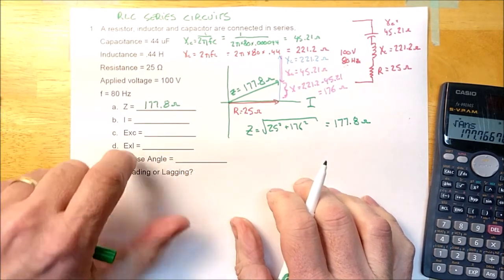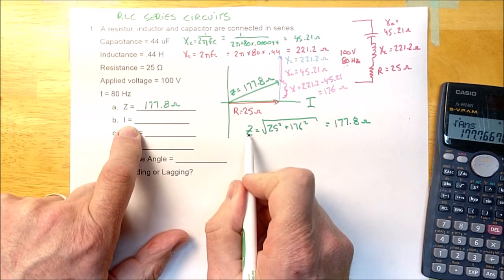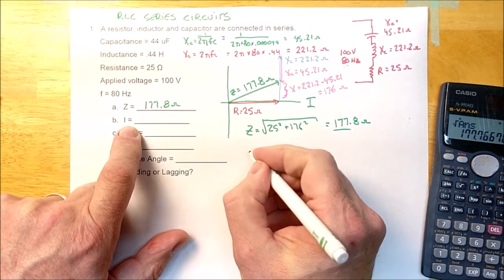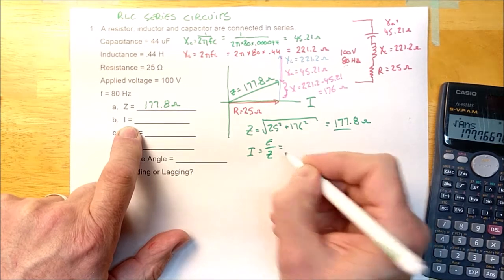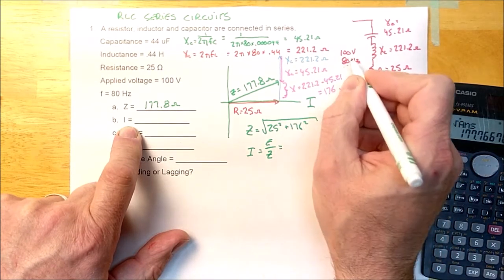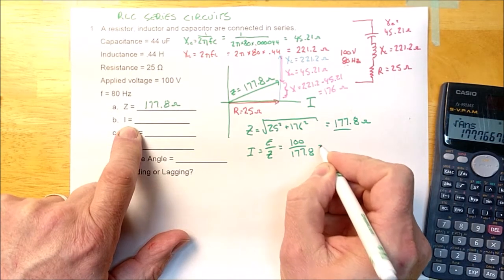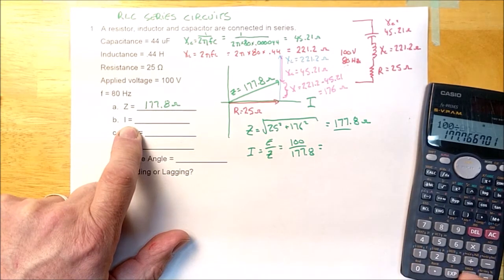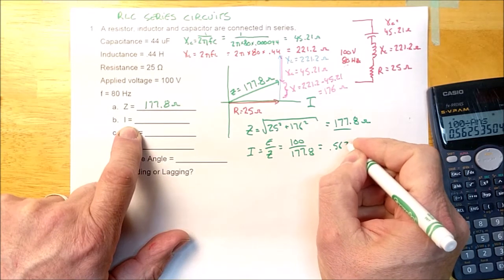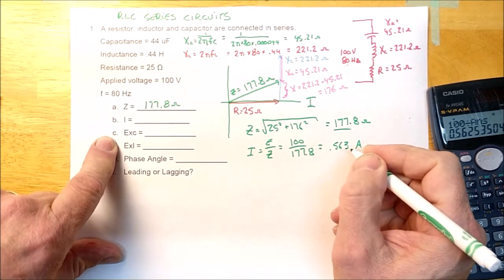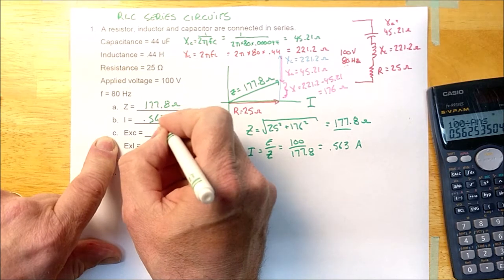Now that we've done that, we can calculate the current in the circuit, and now that I know the impedance of the circuit, I can calculate the current. I is going to be the voltage, E over Z, and the voltage is 100. Z is 177.8. Okay, so 100 divided by that, 0.563 amps.